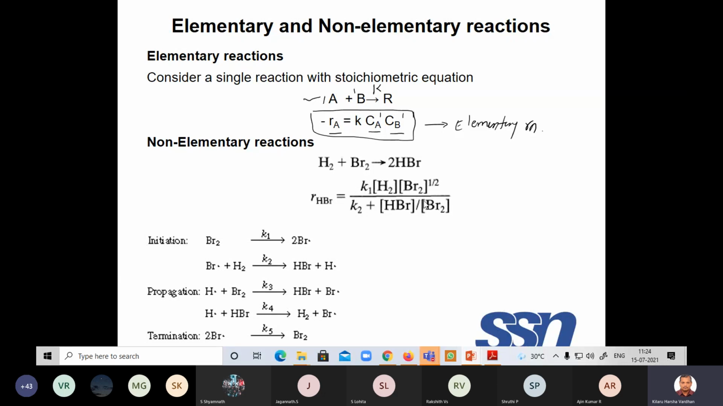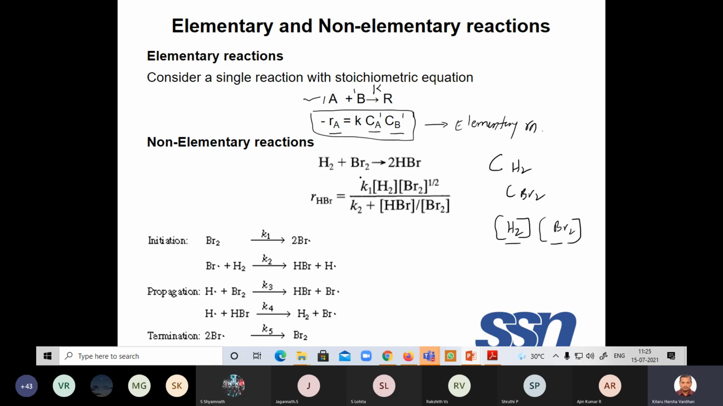This square bracket tells you concentration. Either you can write CH2, CBr2 like that, or you can put square brackets. The concentration you can put like this, CH2, CBr2, or you can put the square brackets, this is H2 into Br2. This is the general way to write the concentration, especially in terms of the rate.